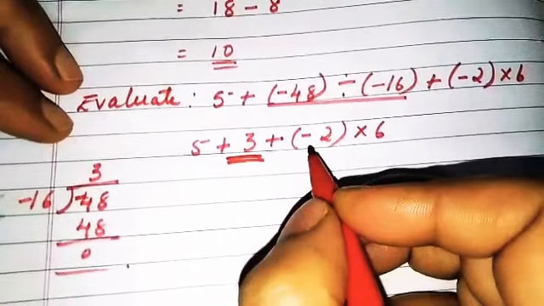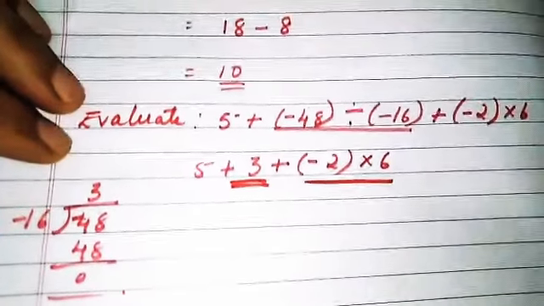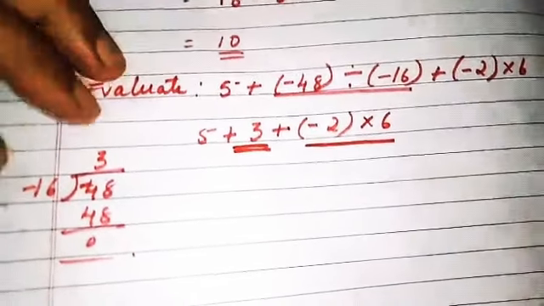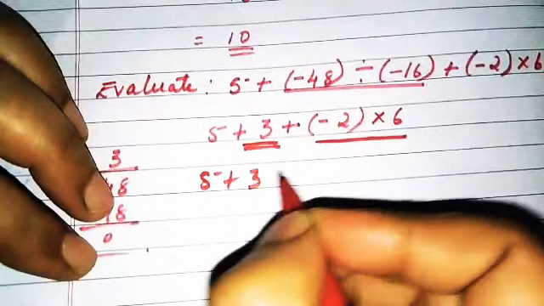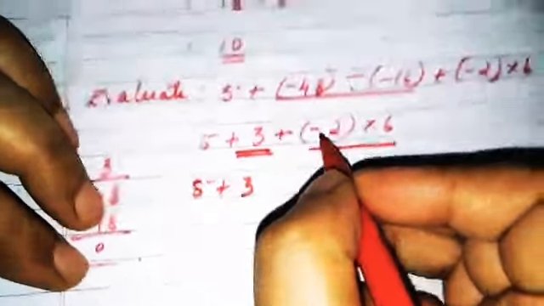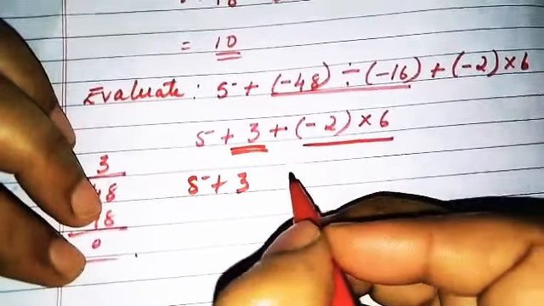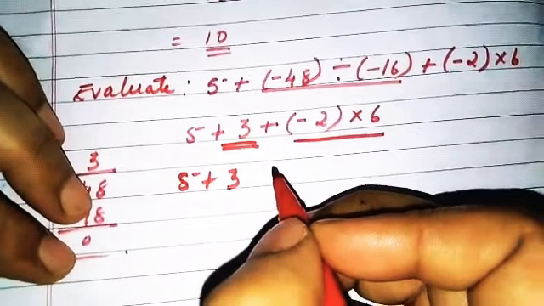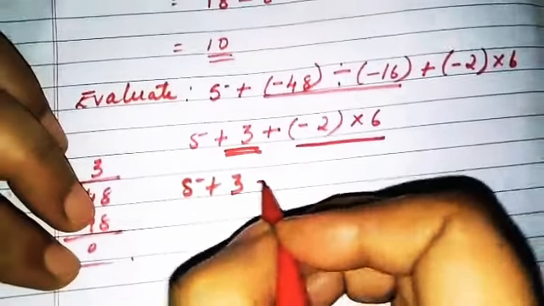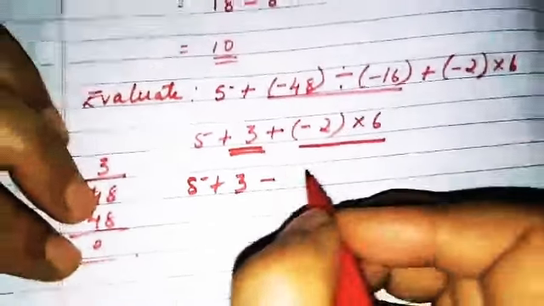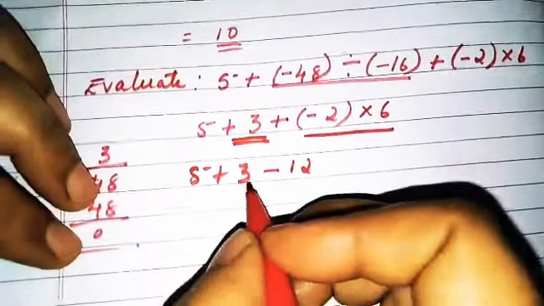And the second operation that we are going to perform is the operation of multiplication, because it is DMAS. After division we perform multiplication. So let's write it down as it is. So minus into plus gives us what? What does it give, Ibrahim? Minus. Yes. So minus into plus gives us minus. So 2 into 6 gives us 12. So it's 5 plus 3 minus 12.